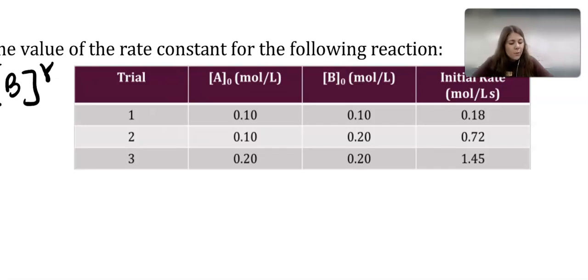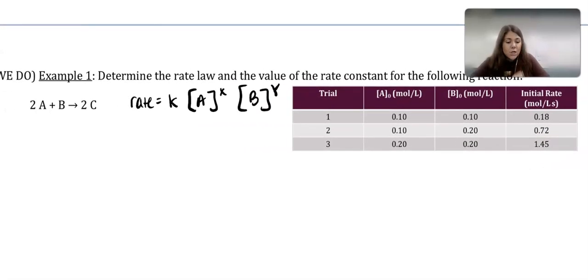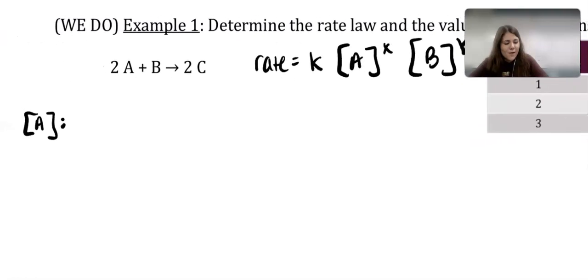You'll see where A's changing and B staying constant is trials 2 and 3. A changes from 0.1 to 0.2, and B stays constant, and look, our rate changes. If our rate didn't change, that would tell us that's 0th order, fun fact.